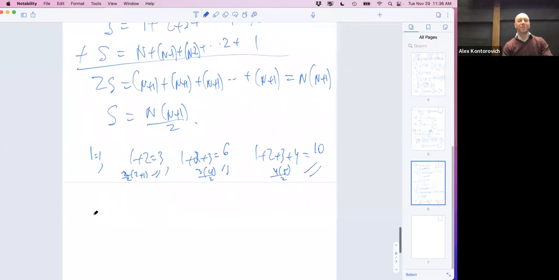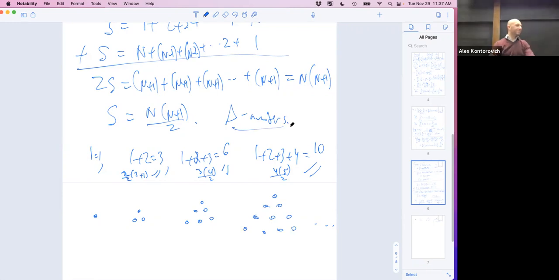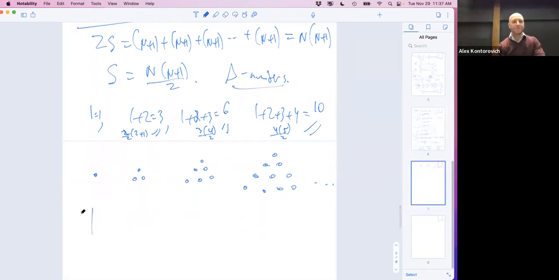These numbers have a name. They're called the triangular numbers, because here's 1, and here's 1 plus 2, and here's 1 plus 2 plus 3, and here's 1 plus 2 plus 3 plus 4, and so on. Okay, so these are called the triangular numbers. Just FYI.